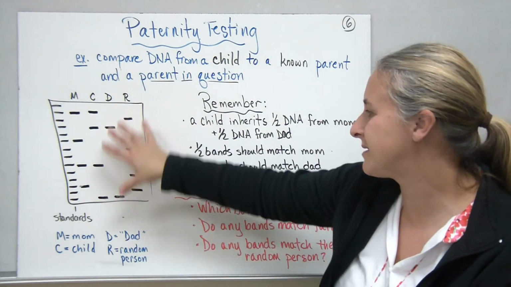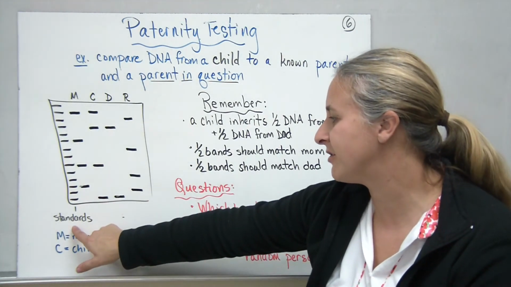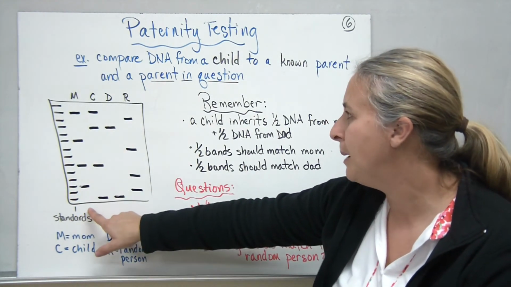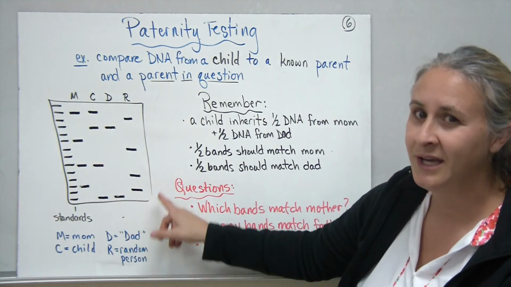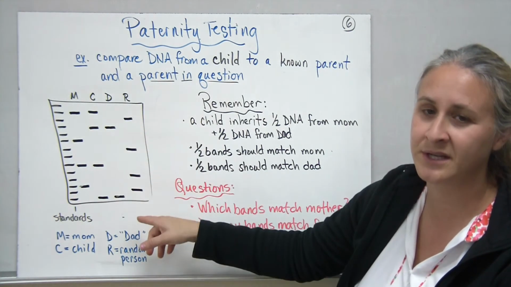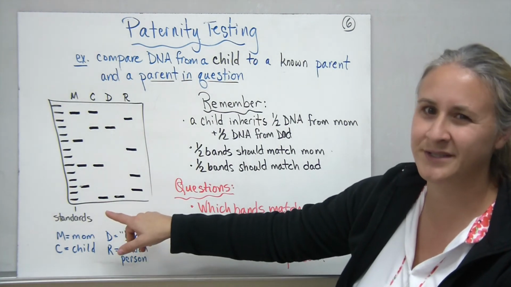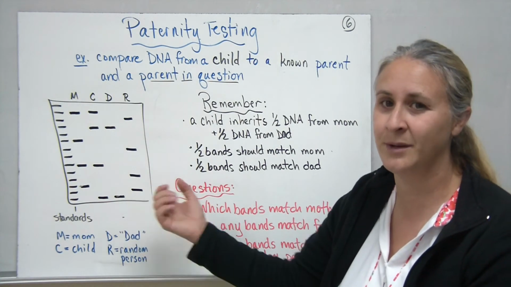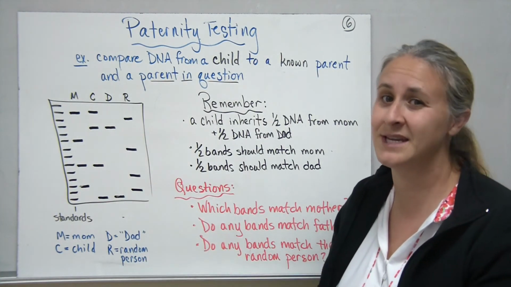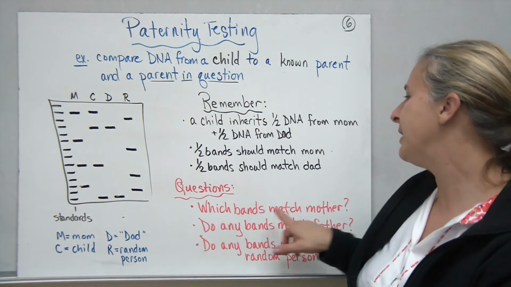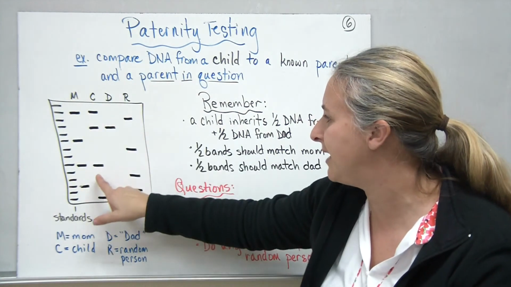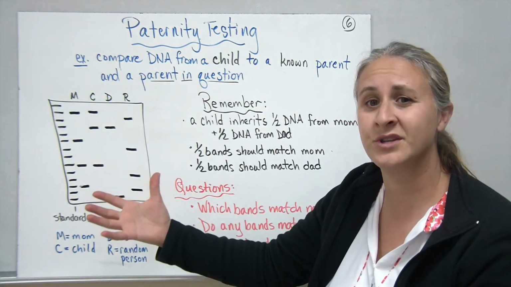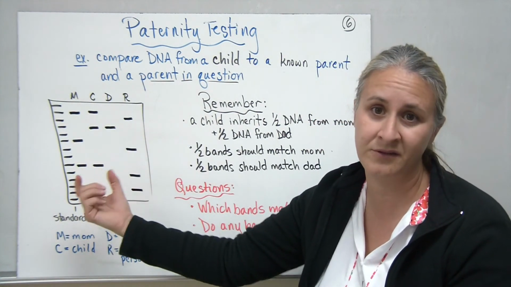So if we look at this gel that we have here, we have our standards again for comparison. Mom, child, the suspected dad, and then a random person. Again, we're taking this random person in order to show that the child isn't just going to magically match up with a random person, to show that it's not by chance. So which bands match mom? If I look at the child, I can see that these two bands match and these two bands match. So this child is the offspring of this mother.